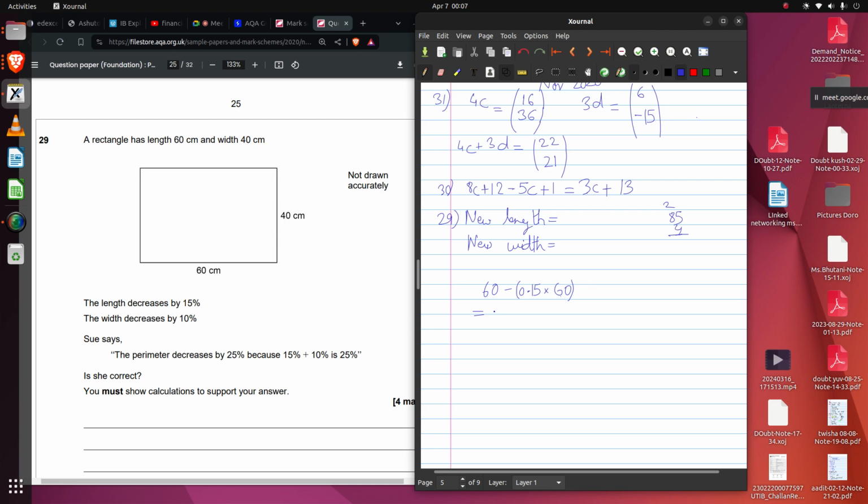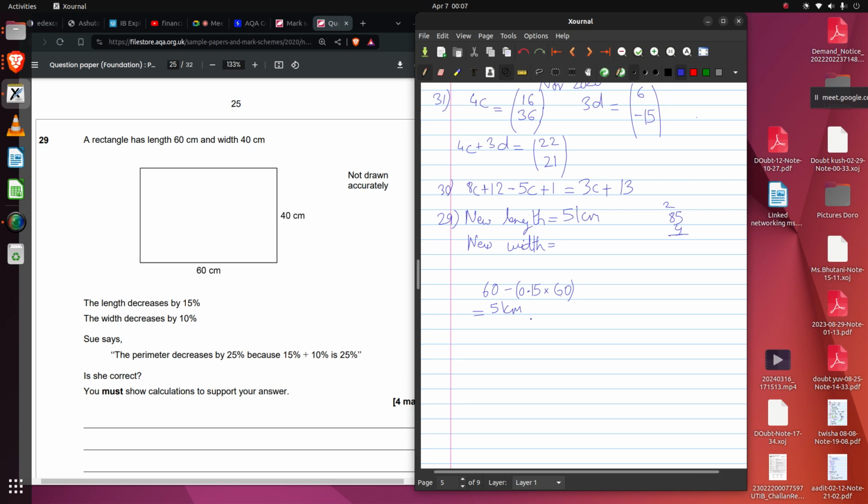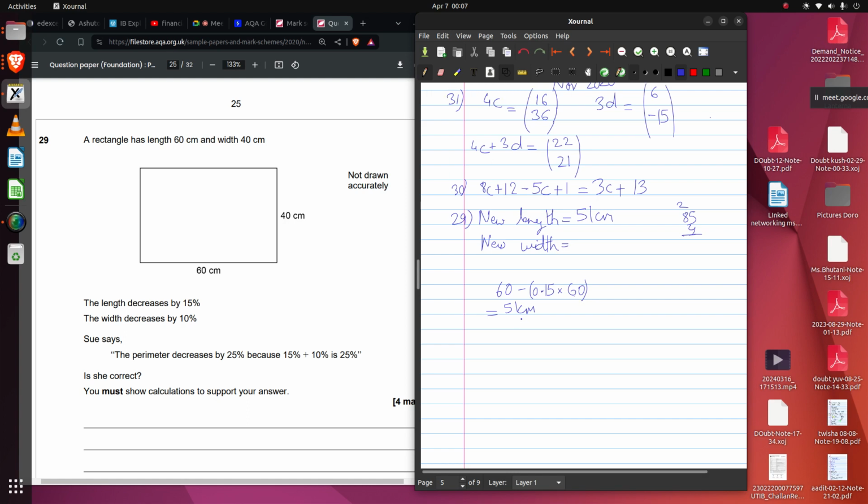Well, that's 51. Good. This is the new length. We will write 51 centimeters. ठीक है? Then you do the same thing. Wait, sir, you written kilometers. Oh, that is actually C, and I have written 1 here. The 1 got stuck to the C, so it looked like a K. See, it can be difficult to read sometimes, right?